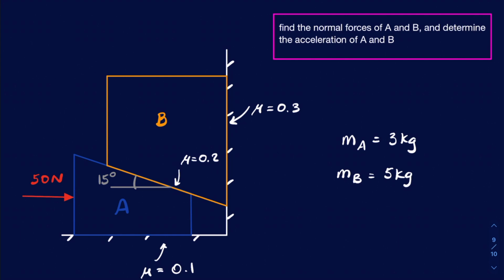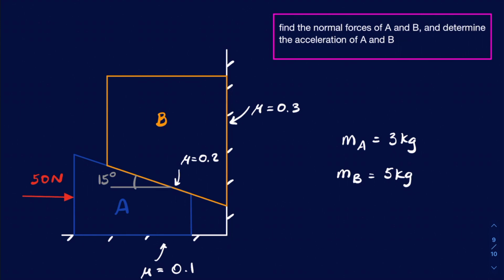So basically what's happening here is we have two blocks and they're on top of each other. So when block A is pushed in this direction, block B is going to move up. And there's friction between A and the horizontal surface, friction between the surfaces of A and B, and there's also friction between B and the vertical surface.